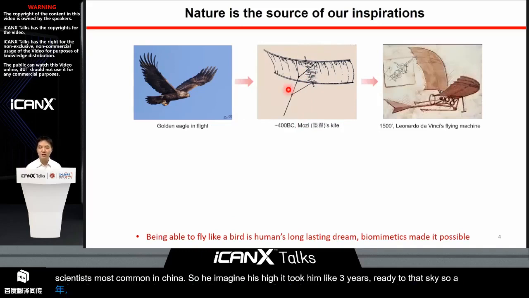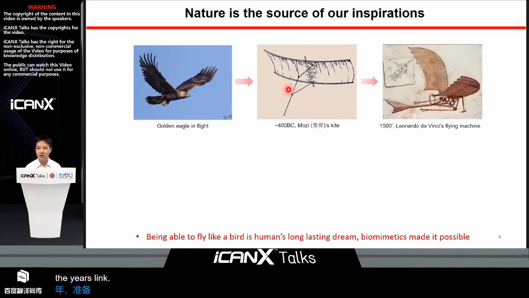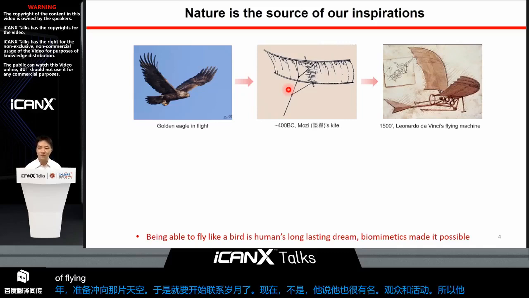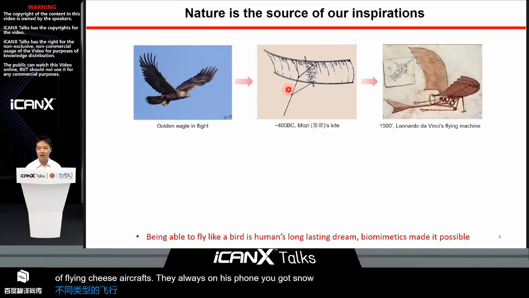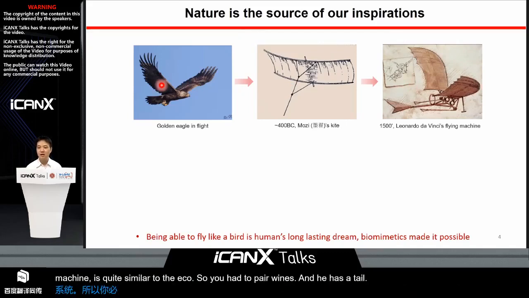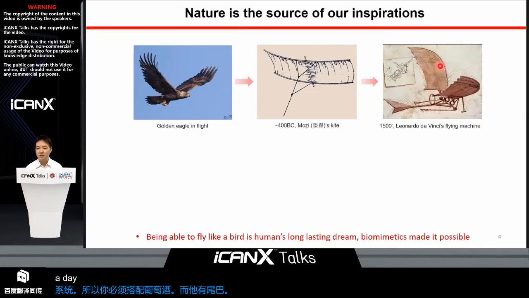About 2,000 years later, Leonardo da Vinci, also a very famous artist, engineer and inventor, designed a number of different kinds of flying machines, aircrafts, but they all remained on his drawing because there was no power, no engine. But if you look at this flying machine, it's quite similar to the eagle, right? It had a pair of wings and a tail. So it was Da Vinci's vision that one day, if this flying machine is equipped with an engine, it will fly in the sky.